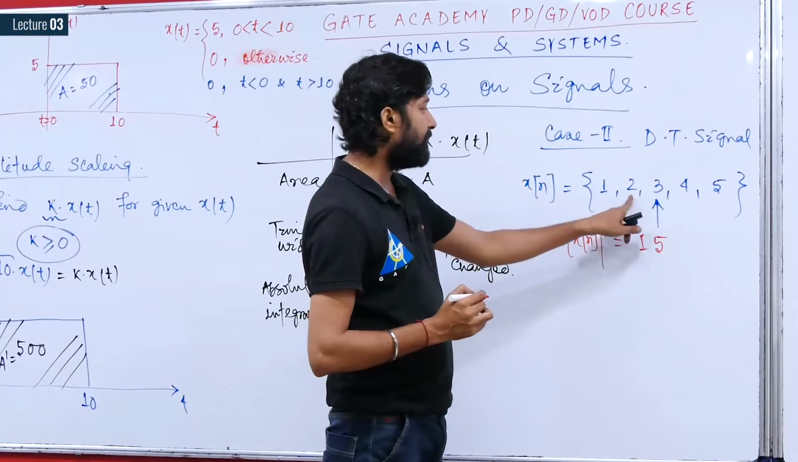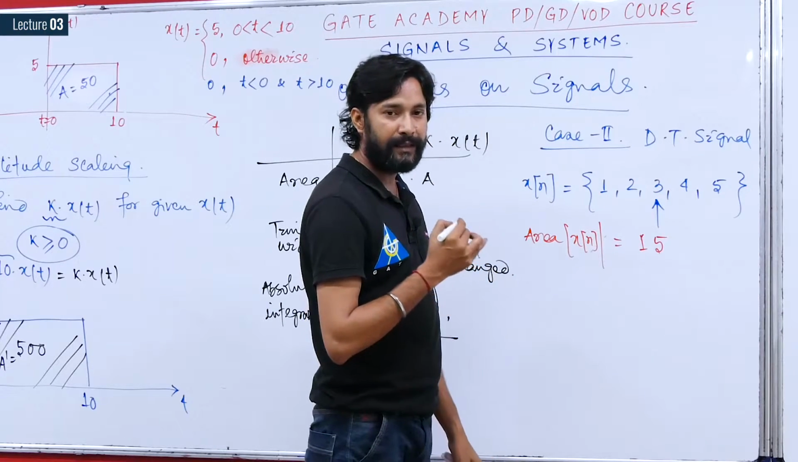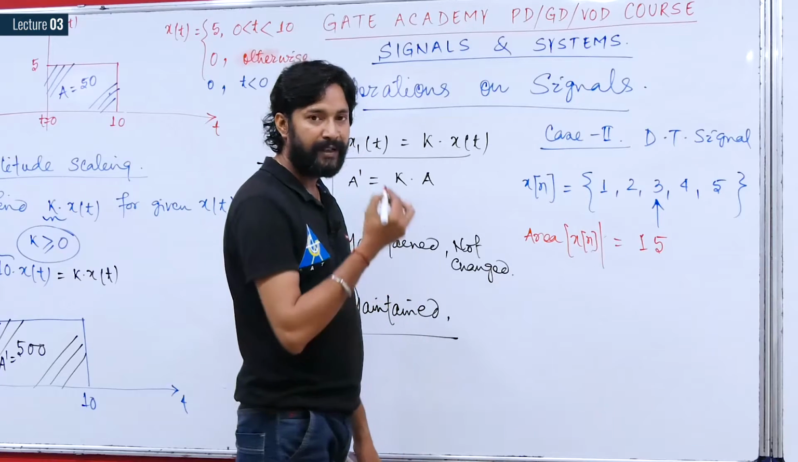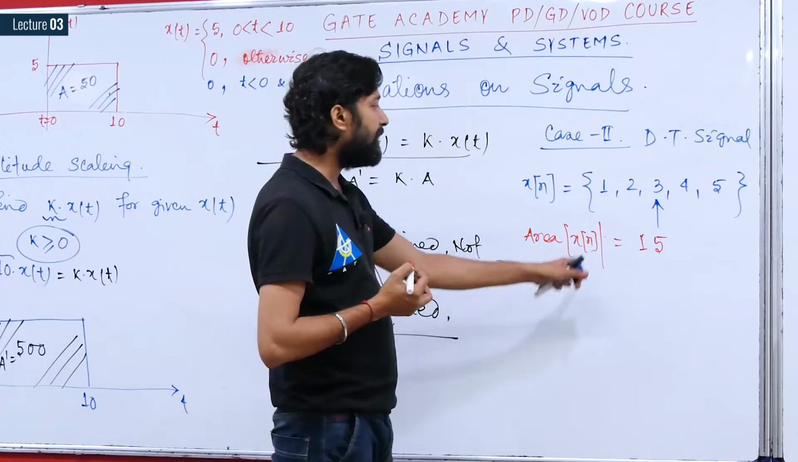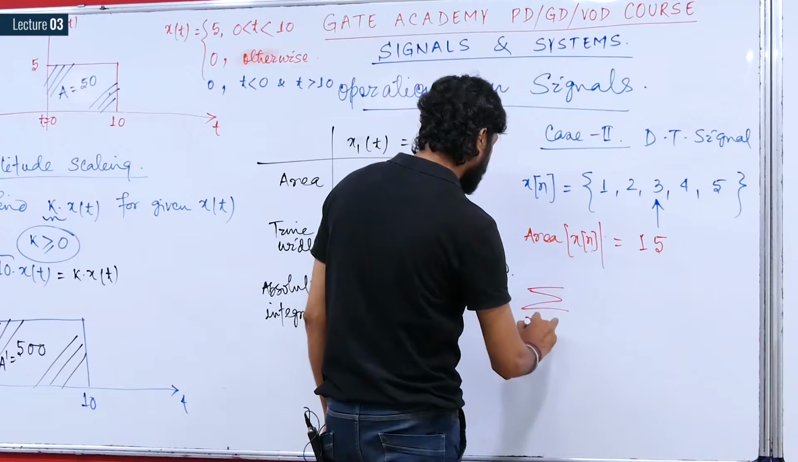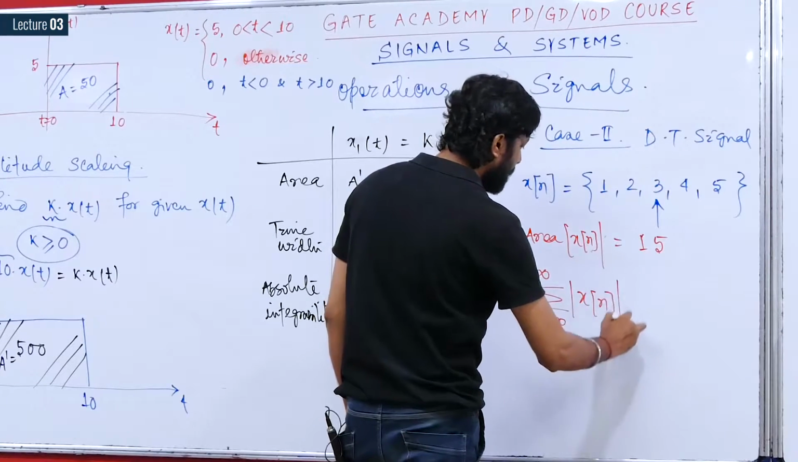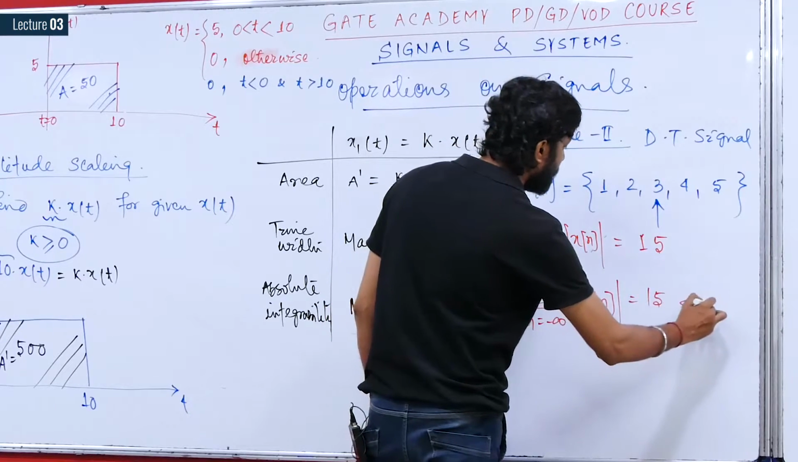Again, as all of the values are positive, therefore, if you evaluate summation from minus infinity to plus infinity of magnitude of x of n, then again you are going to have the same value. That is, if you write summation from n equals minus infinity to plus infinity of magnitude of x of n, then it is again going to be 15, that is less than infinity.